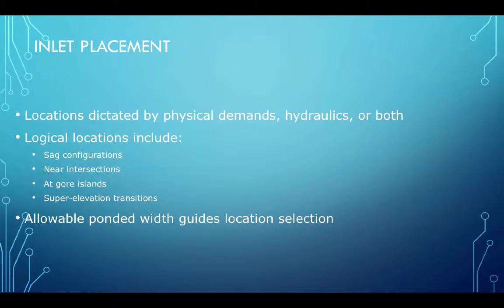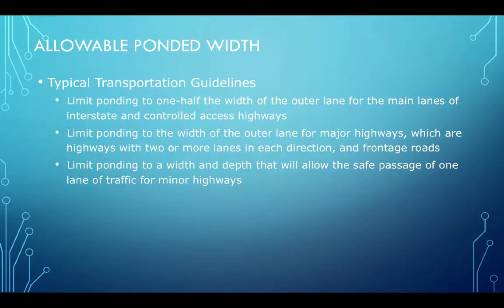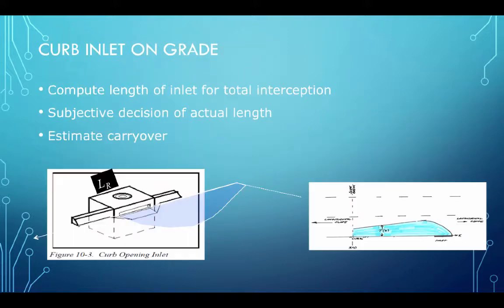The allowable ponded width guides the location selection. Now, for transportation infrastructure, typical guidelines are half width of the outer lane for main lanes of interstate controlled access, the outer lane for major highways, and in minor highways or in city streets, often limit ponding to a width that allows one lane of traffic to pass. So some of the types of inlets in common use.